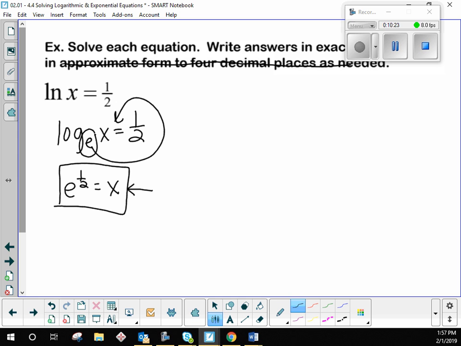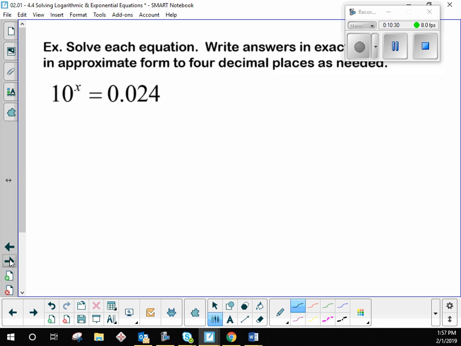All right, so that one started in log. We used lasso to get it in exponential, and that's how we solve for x. What form is this one in? Exponential. So we need to do what to it? Log, by using lasso. You try that. Try and rewrite it like that.